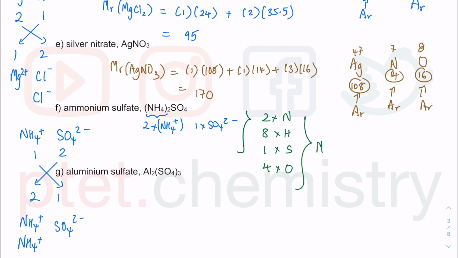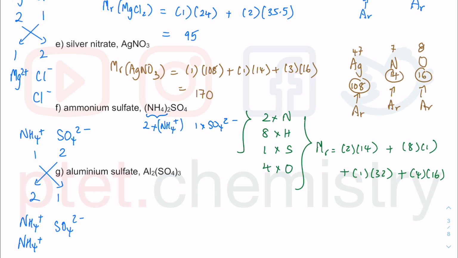MR without me writing the formula will be 2 times 14 for the 2 nitrogens, plus 8 times 1 for the 8 hydrogens, plus 1 times 32 for the 1 sulfur. All of these are relative atomic masses obtained from the periodic table, which you should have in front of you. And I have 4 times 16 because I have 4 oxygen. Each oxygen has a mass of 16.